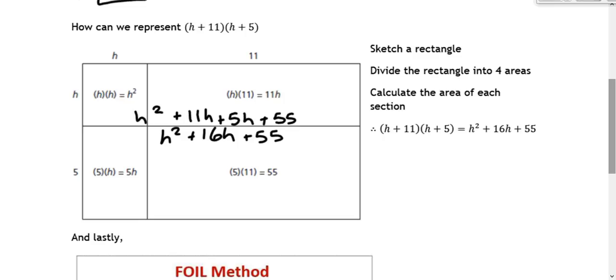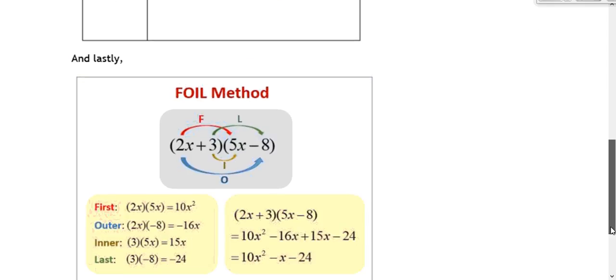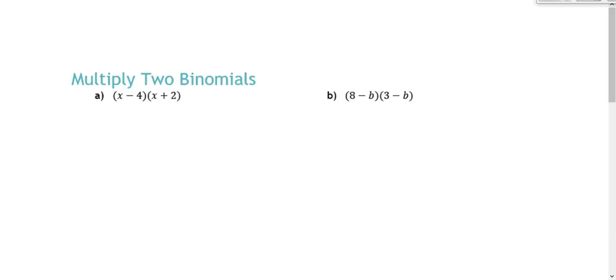here. And lastly, probably the most common method that we're going to use is called the FOIL method. It stands for multiplying the first terms together, the outer terms together, the inner terms together, and the last terms together, and then combining them to find your final answer. The easiest way to deal with this is to get right into practice. So if I'm foiling these, I'm going to write this a little bit bigger for you guys.